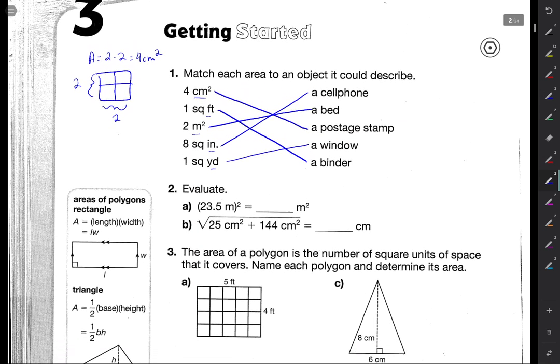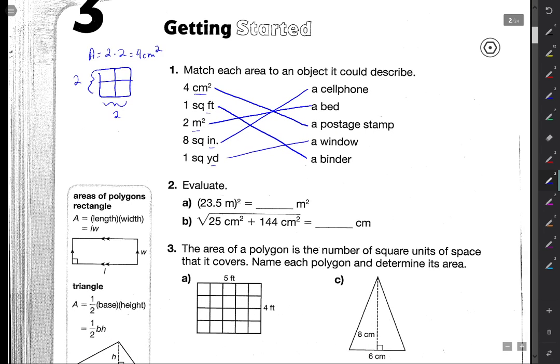So now let's do some evaluating here. They want us to do 23.5 meters and they want us to square it. So in your calculator, find that little square button and do 23.5 squared, and we get 552.25 meters squared. Next, they want us to do the square root of 25 centimeters squared plus 144 centimeters squared.